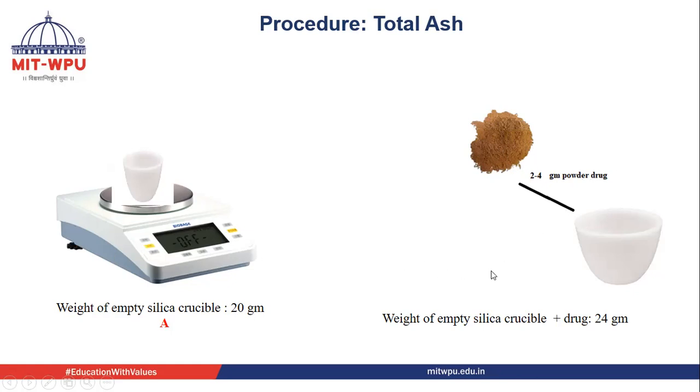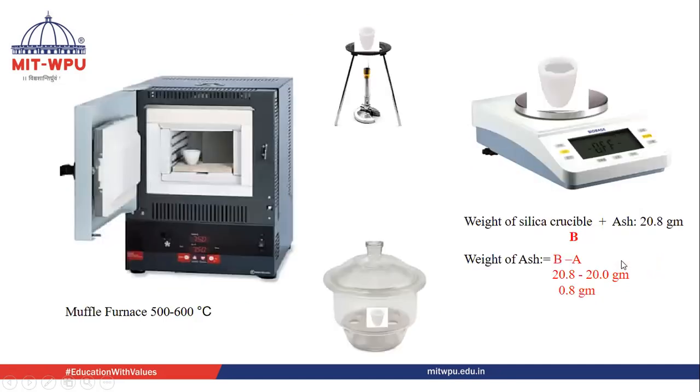So in the empty crucible I have added 4 gram of powder drug. So my empty crucible was 20 gram and 4 gram I have added. So now this crucible plus drug is 24 gram. Total weight is 24 gram. So after that, I will be keeping it into either muffle furnace or on a tripod stand.